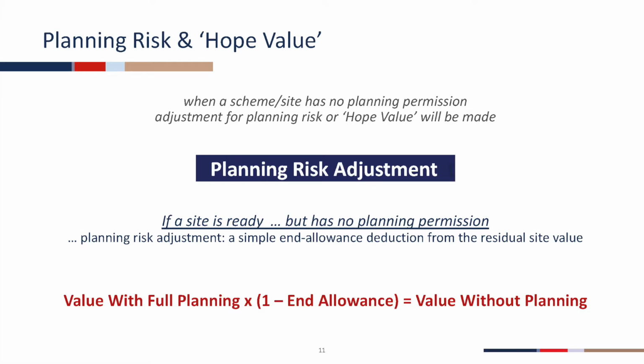So another very basic equation really: value with planning permission, less some allowance, gives you a value without planning permission. Now that allowance is very much judgment based, but it's a very important consideration. And there are all sorts of things that would influence that allowance.